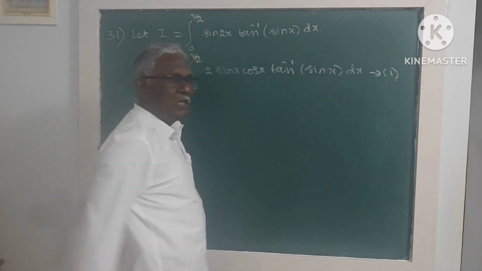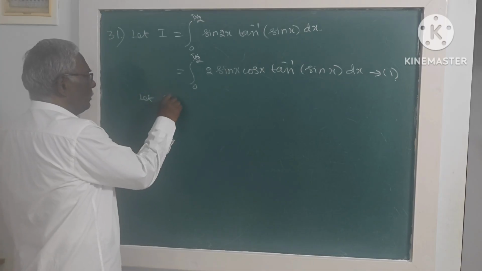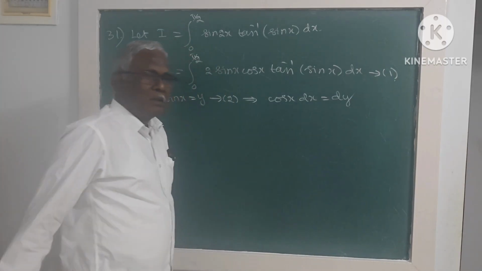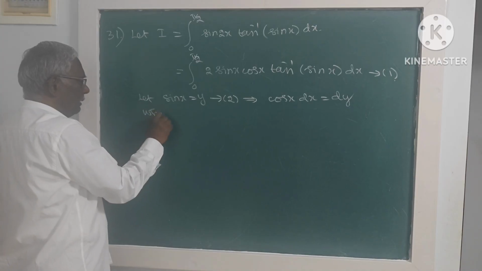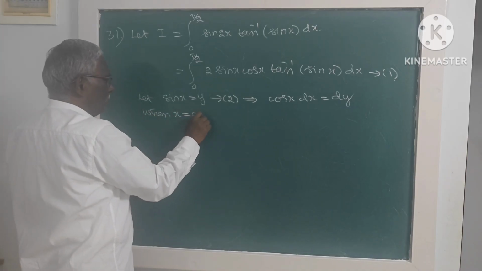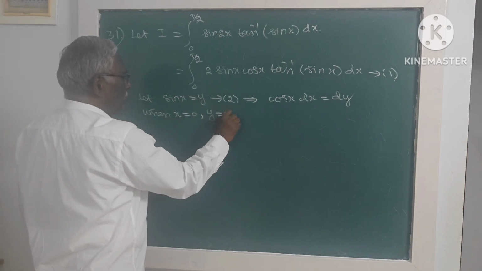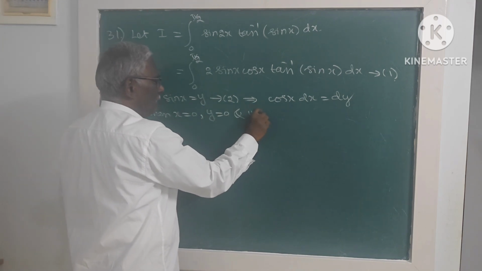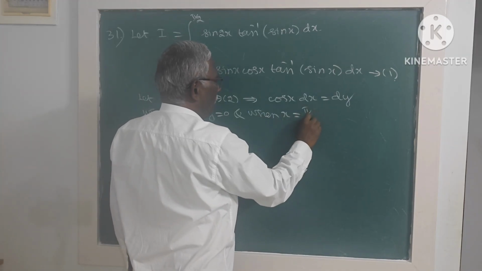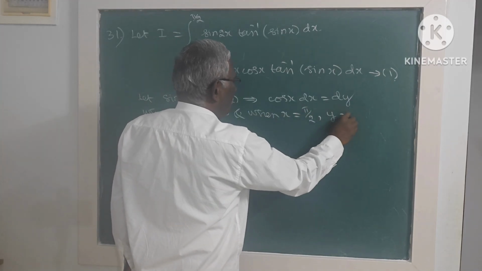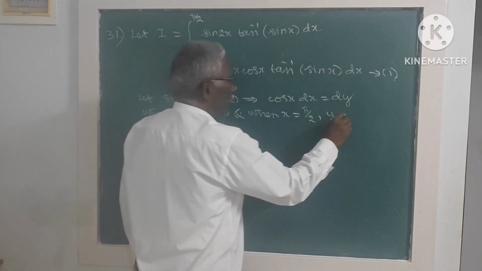Because tan inverse of sin x is there, take sin x as y. So let y equal sin x. When x is 0, sin 0 is 0, so y is 0. When x is pi by 2, sin 90 is 1, so y is equal to 1.